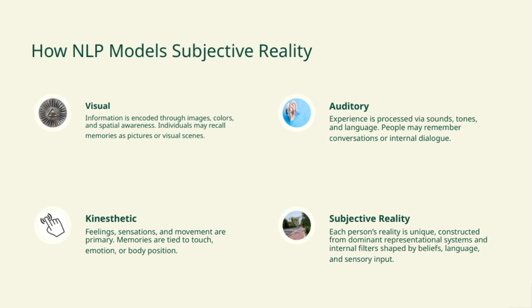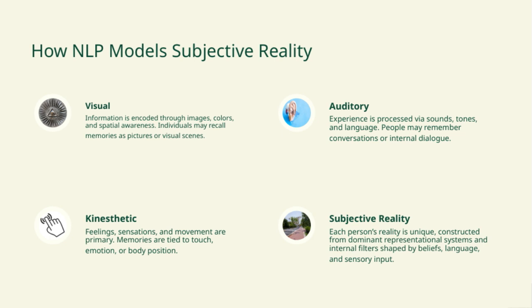These filters are shaped by our beliefs, our language, and the sensory input we receive from our environment. Now, when we talk about representational systems, we're referring to the different ways people process and encode information. For example, some individuals are more kinesthetic, meaning they primarily experience feelings, sensations, and movement. Their memories are often tied to physical touch, emotions, or body positions.